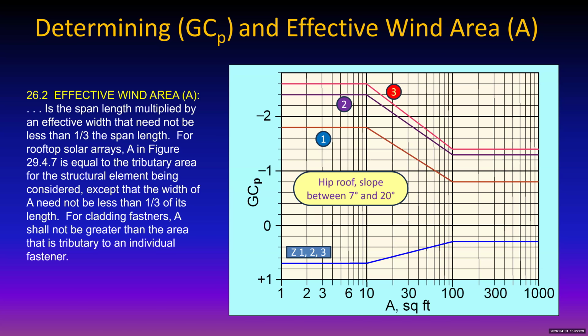So this design uses A equals 18 square feet, but if we use the fancy definition, then A would be 92 square feet, and that would change the value of GCP and make it lower.